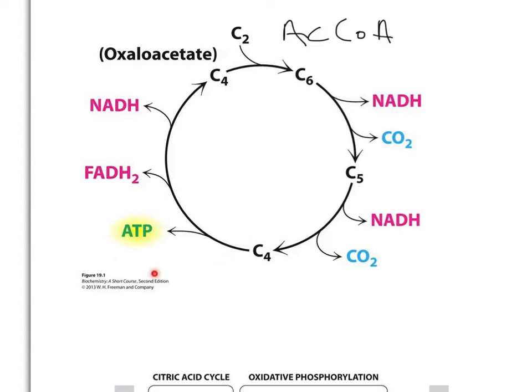Now this ATP molecule that gets made actually comes from GTP that gets made, and then that can be used to create ATP.